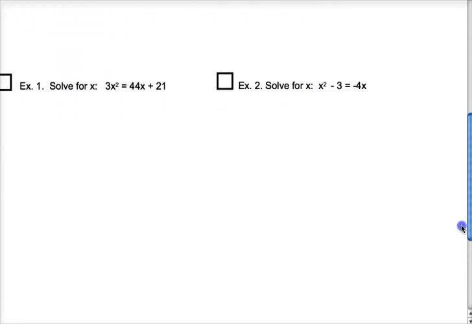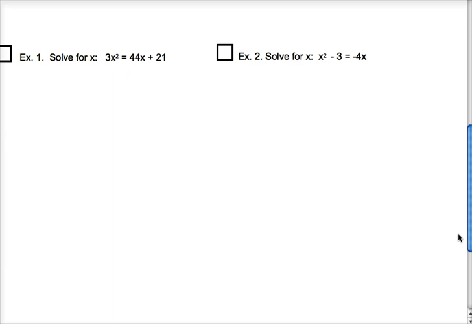I apologize, the heater's coming on. Hopefully that's not going to take away from our ability to get this lesson done.